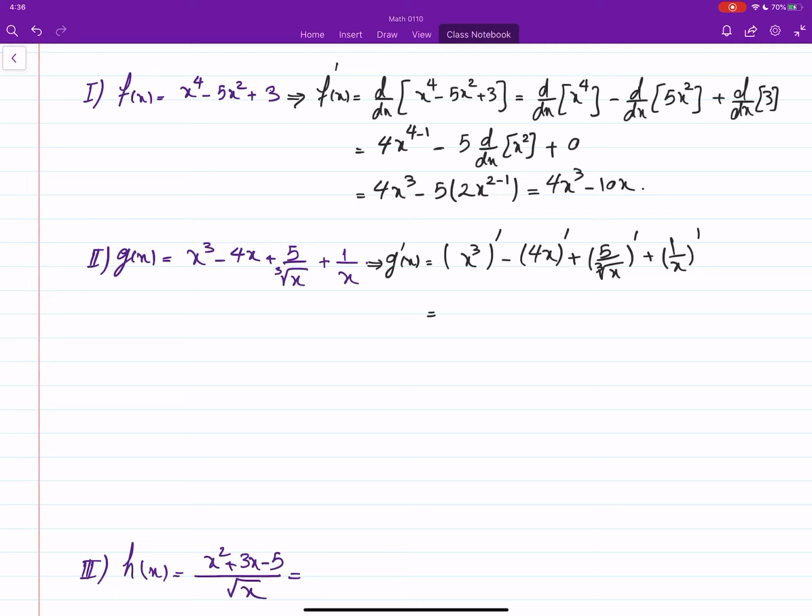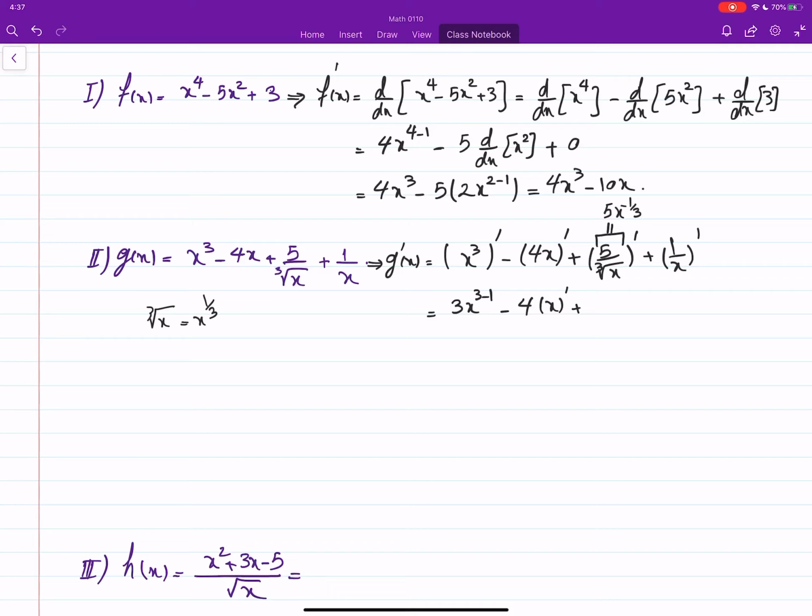X to the power 3. The derivative of x to the power 3 is, use the power rule, 3x to the power 3 minus 1, minus. 4 comes out, and we have to find the derivative of x, plus. What is 5 over third root of x? We can write this third root of x, let me write it here, as x to the power 1/3. If it is in the denominator, I can bring it up and write it in the numerator. So it means that this guy here is 5x to the power negative 1/3.